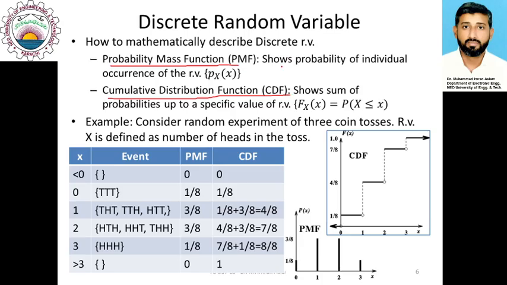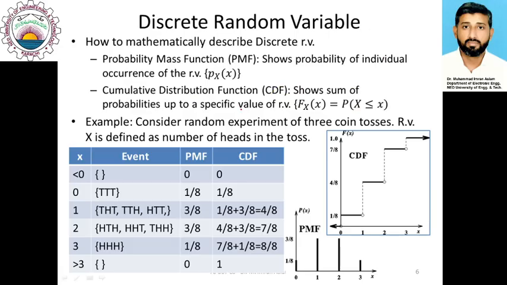What is probability mass function? Probability mass function actually gives you the probabilities related to individual occurrence of a random variable, or each value of the random variable is represented by that particular probability mass function. Whereas cumulative distribution function is defined by this relationship, that it shows the probability up to a certain point or less than. So it is actually the sum of all the probabilities up to that particular point.